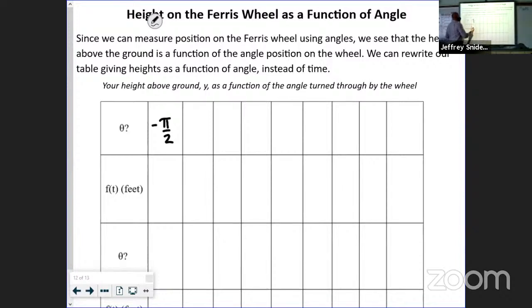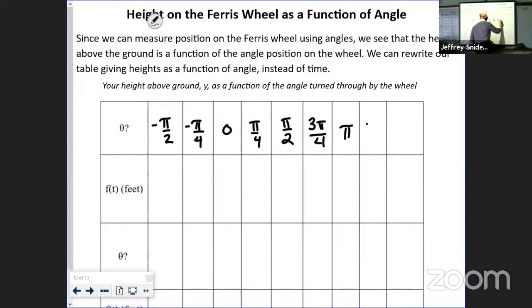Let's do negative pi over 2. Let's do negative pi over 4. Let's do 0. Let's do pi over 4. Let's do pi over 2. 3 pi over 4. Pi. 5 pi over 4. 3 pi over 2. Are you guys okay with me? Is this one rotation around? If I start at negative pi over 2 and I end at 3 pi over 2, is that one full rotation? What do you think? Yes, it is. Okay, so here's a full rotation, all right?